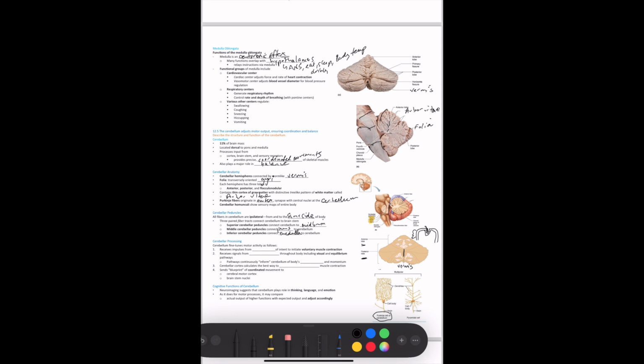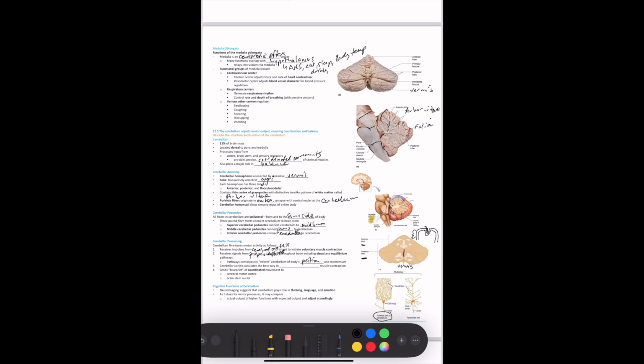Cerebellar processing fine-tunes the motor activity as follows. It receives impulses from the cerebral cortex to initiate voluntary muscle contraction. It also receives signals from the proprioceptors. These proprioceptors detect stretch in the muscles and the tendons and send this signal to the cerebellum. So these pathways continuously inform the cerebellum of the body's position and momentum. To define proprioception, it's the position of our limbs in space.